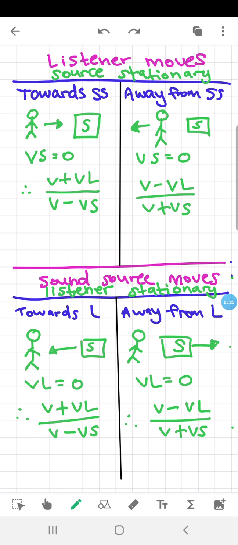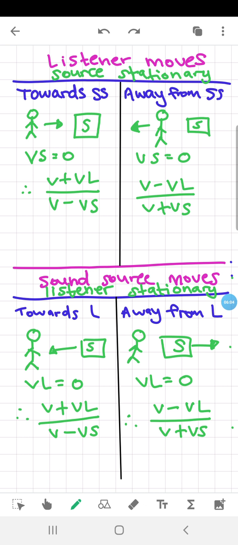So if I'm moving towards the sound source, the sound is appearing as if it is getting bigger, or it is getting louder. So I want a big answer. It means I'm going to put something big on the top, and I'm going to divide it by something very small. So now, if the listener moves away from the sound source, the observed frequency is going to decrease. The sound that we are hearing is going to appear as if it's getting softer and softer. So we want a small number on the top, and we want to divide it by a big number so that we can get the smallest sound possible. I hope that makes sense.